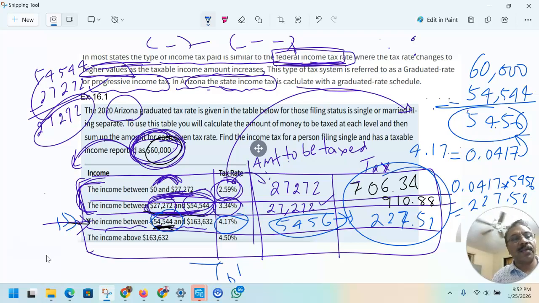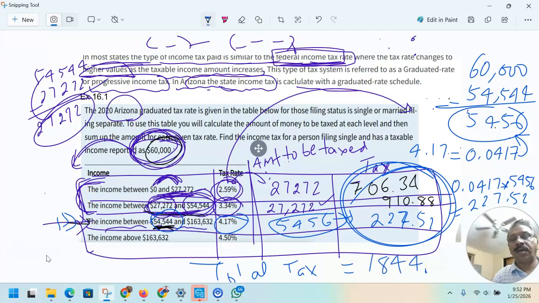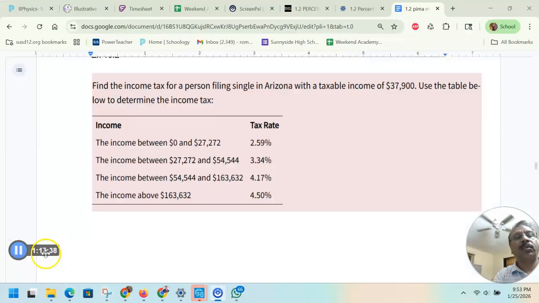And then you add up all these three, that will be your total tax. So the total tax will be, adding all three on the calculator, you should get 1844.74. So I hope that makes sense to you. And we'll see the next one.